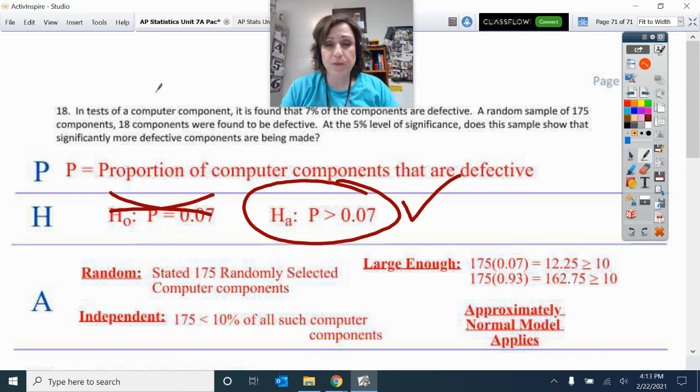There is your unit review for one proportion confidence intervals and hypothesis tests.